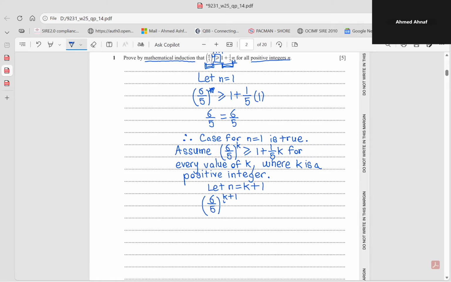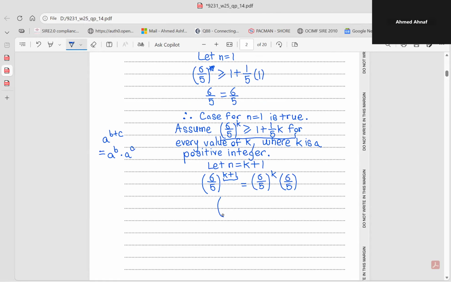since we have a power that's a sum, we can use this indices law, a to the power of b plus c, and then we can split it up. So we can have a to the power of b times a to the power of c. So this is the law that we're going to use. So therefore, this is just going to be 6 over 5 to the power of k times 6 over 5 to the power of 1, which is just 6 over 5. Okay? And we know from our inductive statement, from our hypothesis, that this has to be true. So let's write that down.